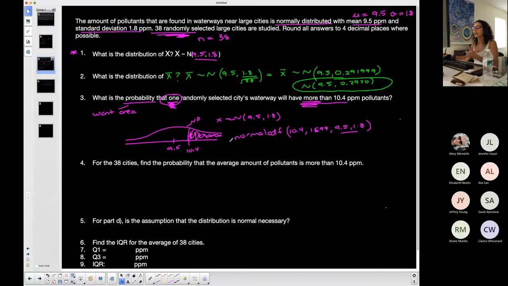A lot of what I just did does not vary from last week. Basically, it's the exact same thing. The only extra thing I have to consider is which distribution I'm on. It's just going to change this last part.